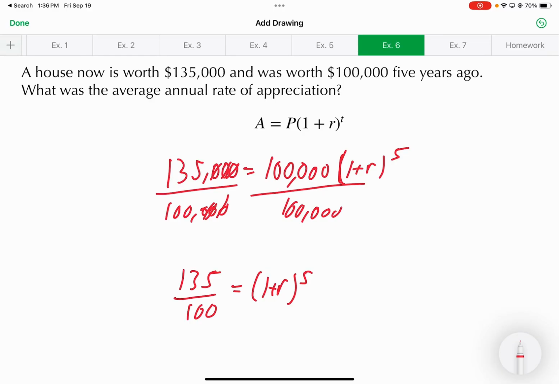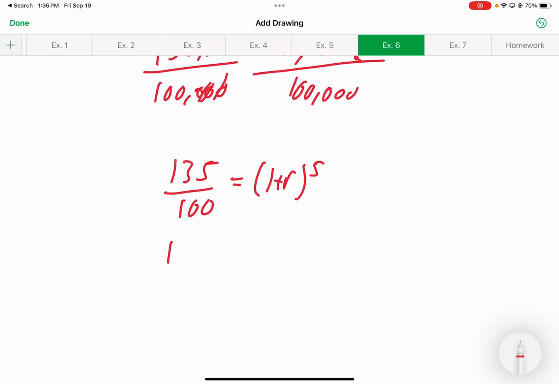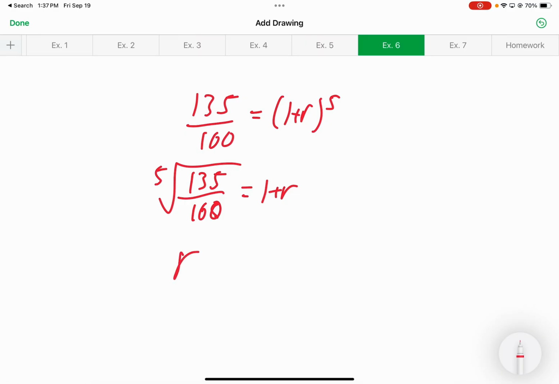Fifth root. Okay, so that's equal to 1 plus r. What's our step after that? Yeah, we're going to end up with some sort of decimal here. So r is equal to the 5th root of 135 divided by 100 minus 1. I would love to know what that is.